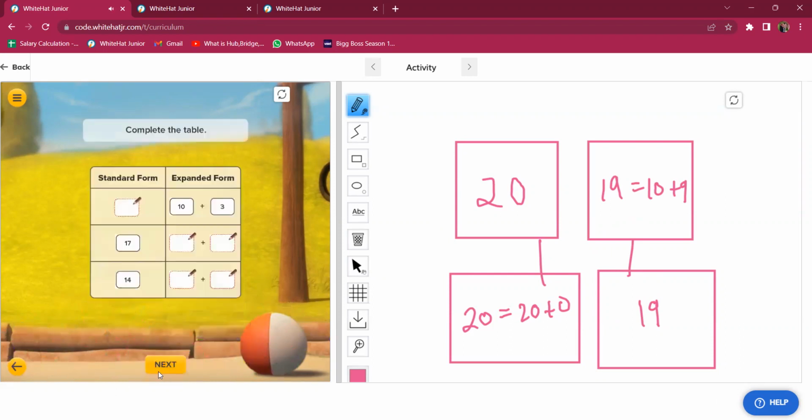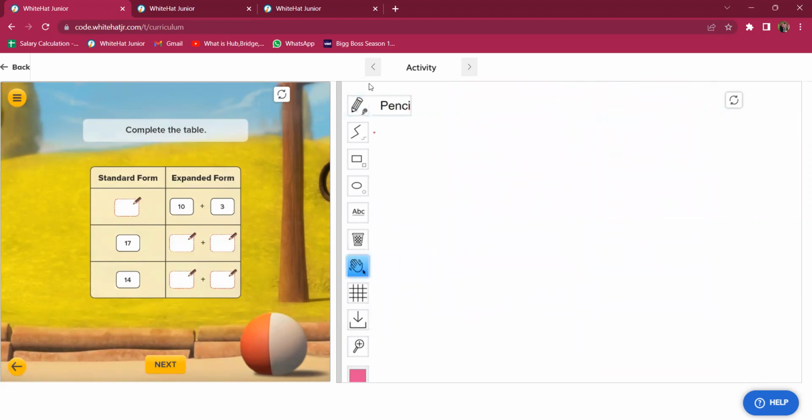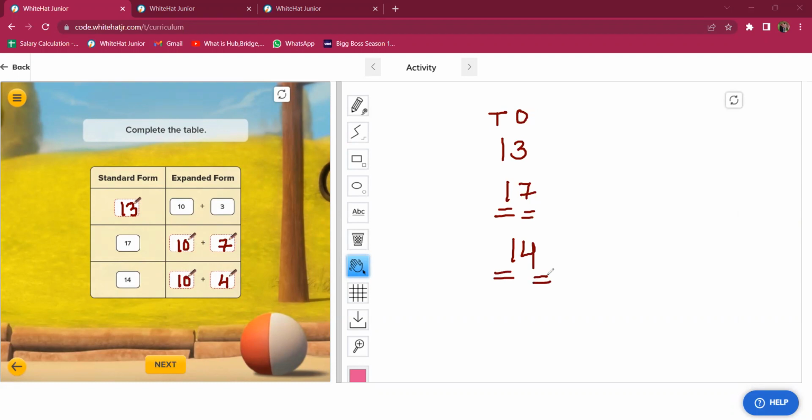Let's move to the next question. So here we have to complete the table which is given to us. Let's see what we have to do in the table. So here we have to write the standard form, and here the expanded form. So 10 plus 3 will make 13. Here we have 17. So in the tens place we have 10 and 7 in the ones place. Here we have 14. So 10 plus 4, right? Okay, next is 17, tens, ones. And 14, tens, ones. This is how you can write the expanded and the standard form.